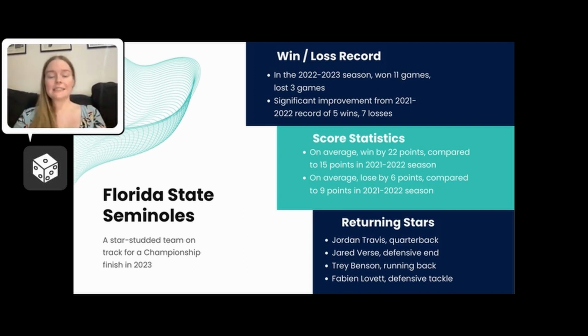Their score statistics: on average, they win by 22 points compared to just 15 points in 2021 to 2022. And they lose by only 6 points, and they were losing by 9 points in 2021 to 2022. So we're seeing improvements on both ends there. They have a returning star-studded group of athletes. All of their main players are returning for this next season, so our stats and their winning records should continue in the 2023 to 2024 season.